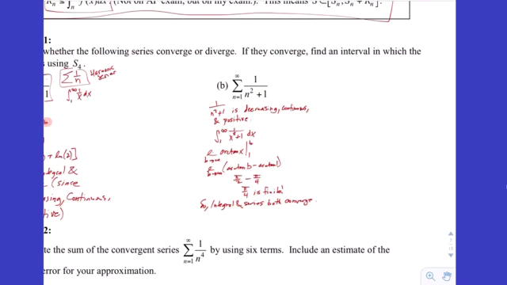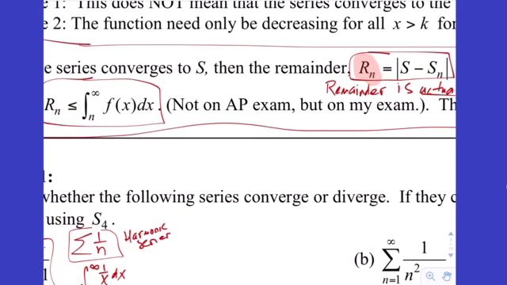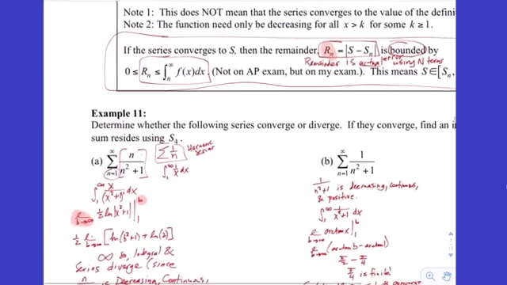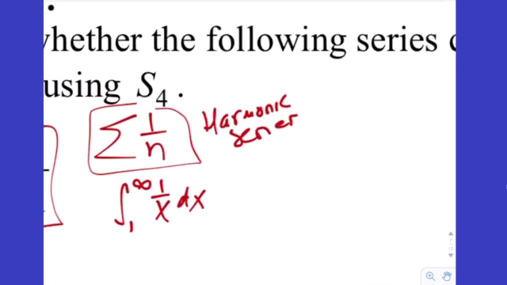But we can get an approximation for the sum. So if you are asked to do this, there is an error bound on the AP exam, but not for the integral test, okay? The alternating series is, but it works the same way. You're going to be told how many terms to use. So in this it says, find an interval in which the actual sum can live using S sub 4. That means using the sum of the first 4 terms.